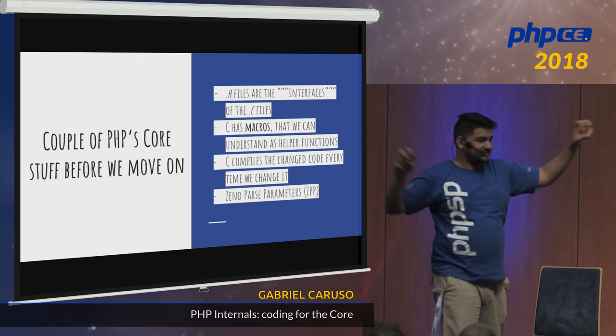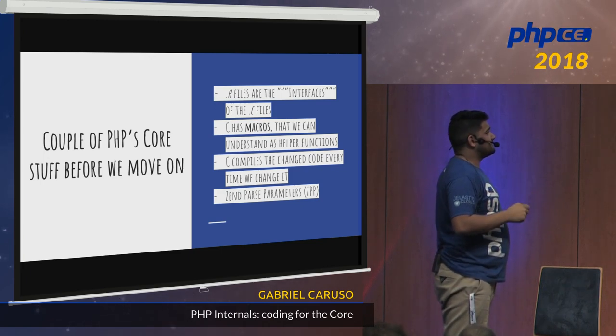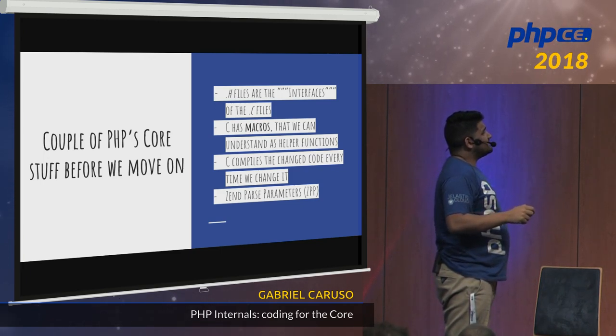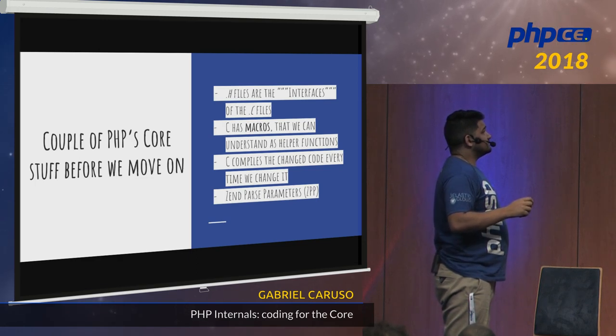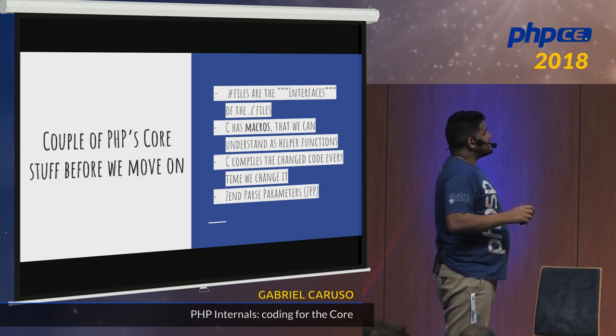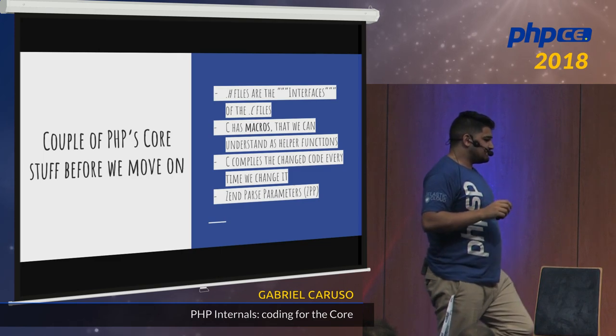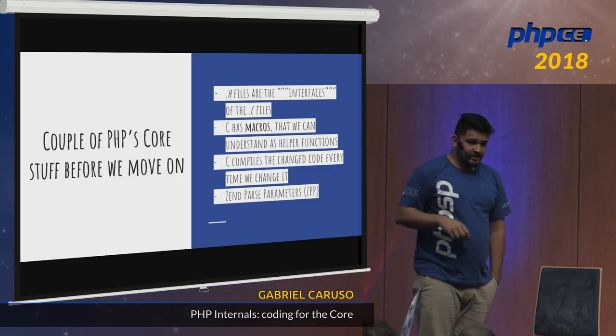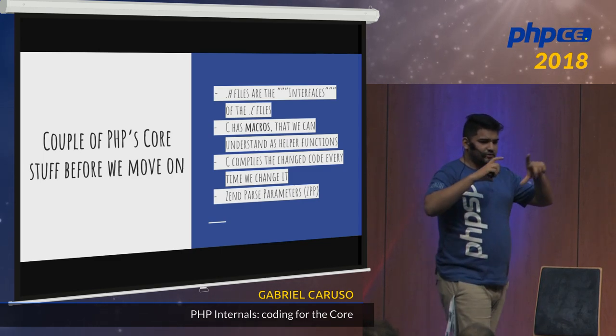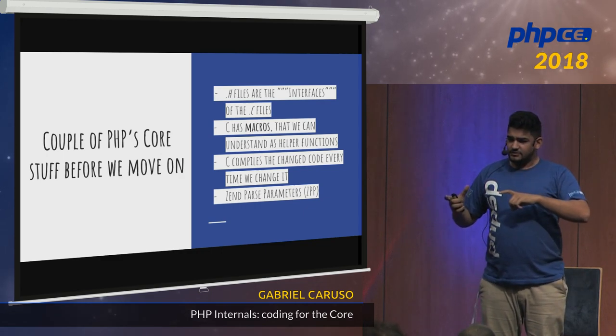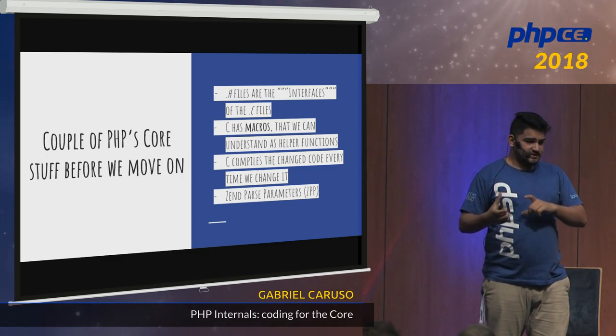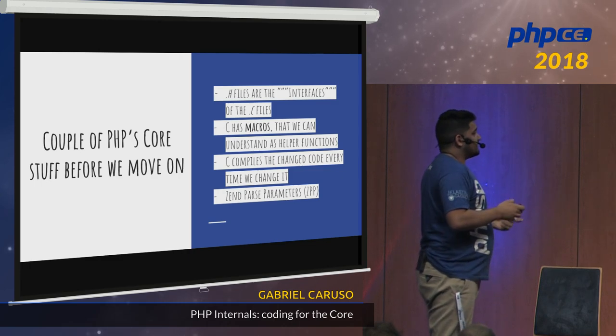H files are interfaces, because C doesn't have the concept of classes, but we need to touch these files, so that's a point. C has macros. Macros are actually really helpful in C, because if you have some complex logic in your C code, in your PHP code you would use helpers. So in C, we have these macros, which I'm going to show you.